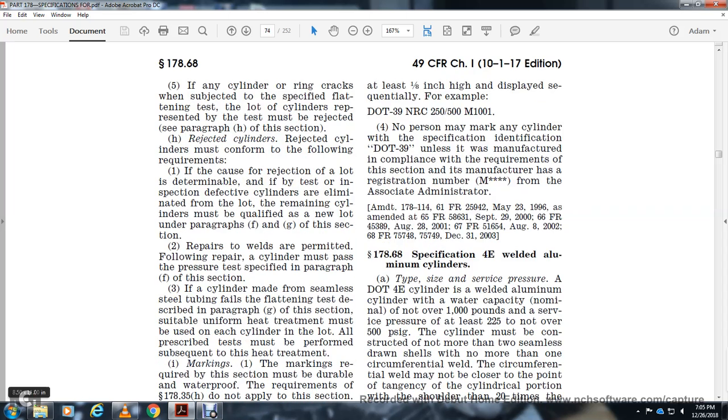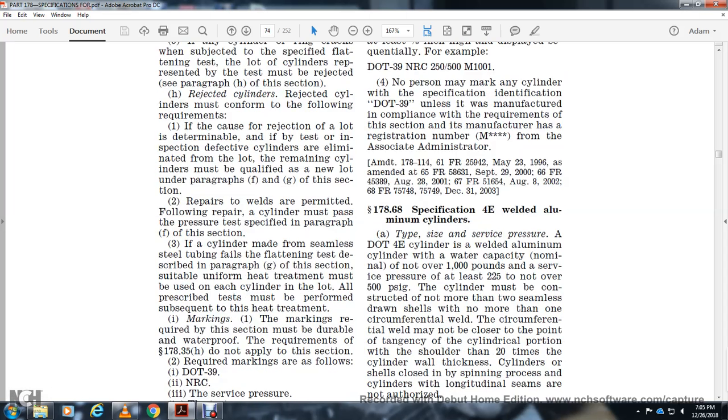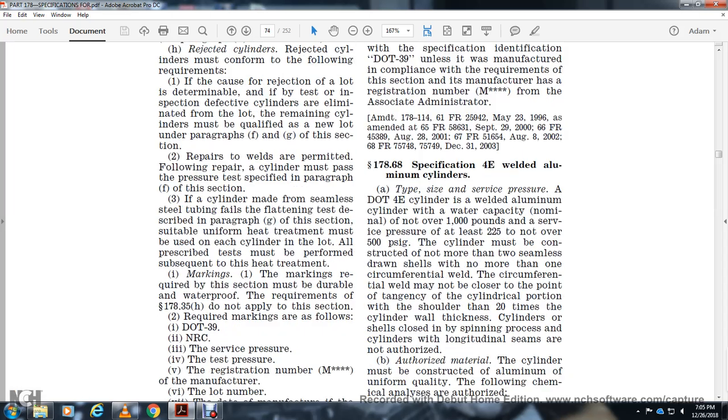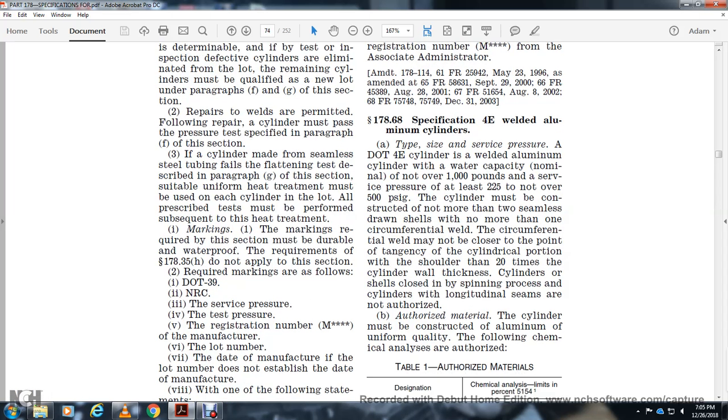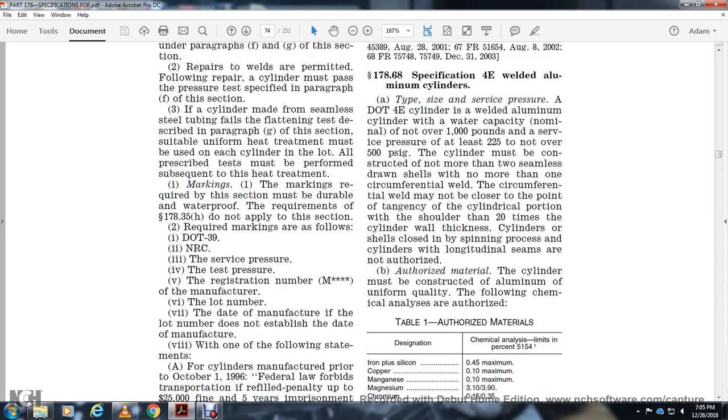The markings required by this section must be durable and waterproof; the requirements of 178.35H do not apply. The following section required markings are: DOT-39 NRC, the service pressure, the test pressure, the registration mark of the manufacturer, the lot number, and the date of manufacture. If the lot number does not establish the date of manufacture, one of the following statements.